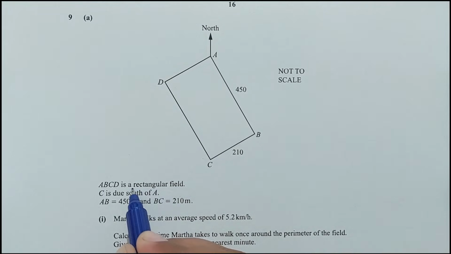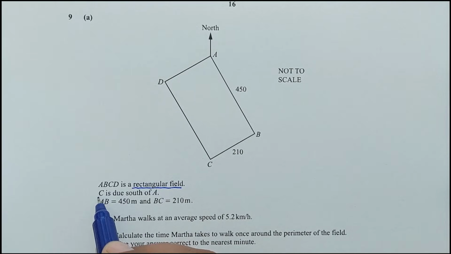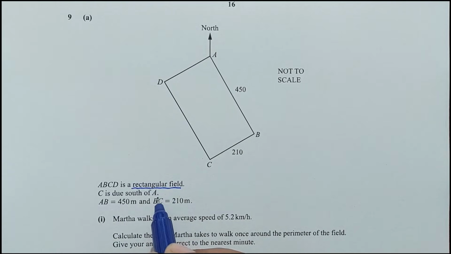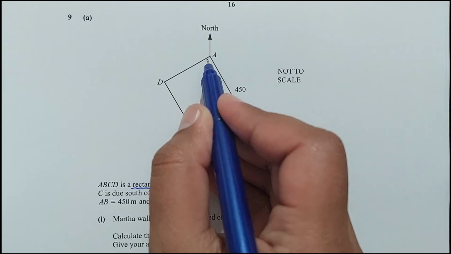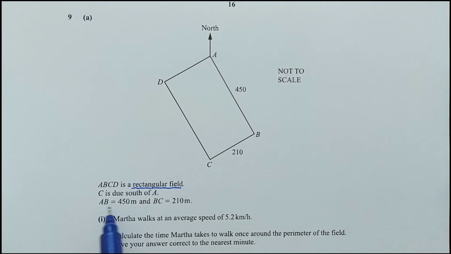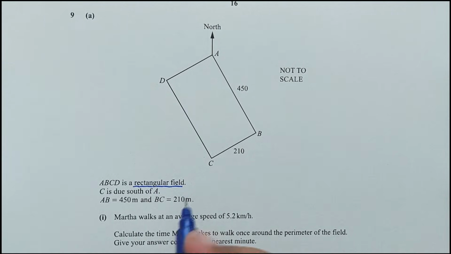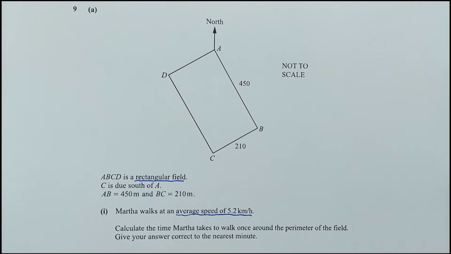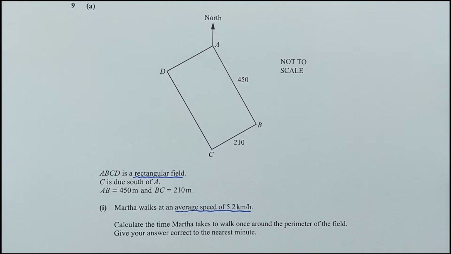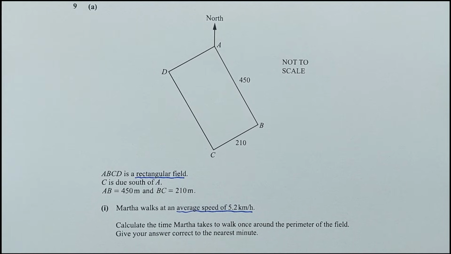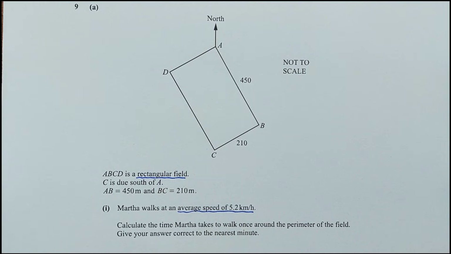Question number 9, part A. ABCD is a rectangular field, right? C is due south of A. AB is 450 meters and BC is 210 meters. Number 1, Martha walks at an average speed of 5.2 kilometer per hour. Calculate the time Martha takes to walk once around the perimeter of the field. Give your answer correct to the nearest minute.